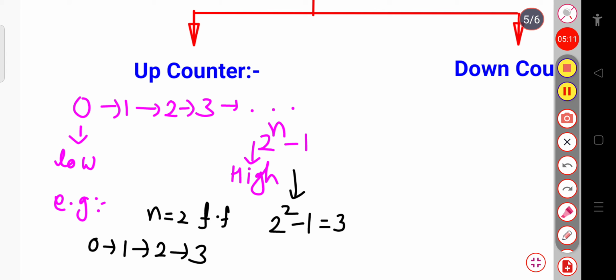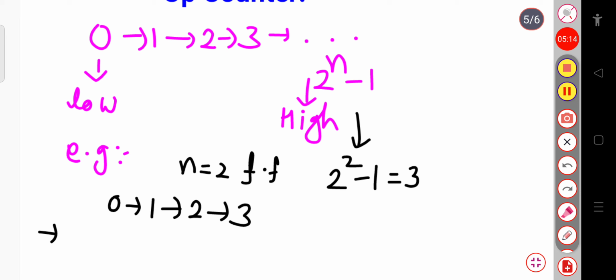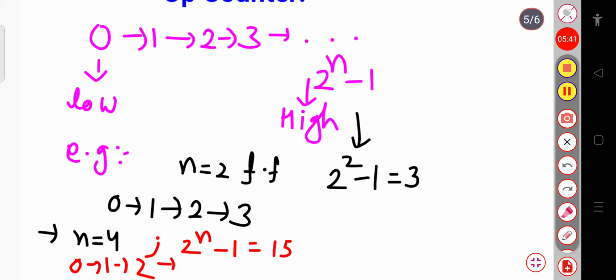And similarly, suppose you are using n equal to 4 flip-flops, then what will happen? Then 2 power n minus 1 will be equal to 2 power 4, which is 16, 16 minus 1 equal to 15. So total up to 15. It means it will start from 0, 1, 2, 3 and so on up to 15 it will count. How it will count, etc., I will discuss in this lecture.